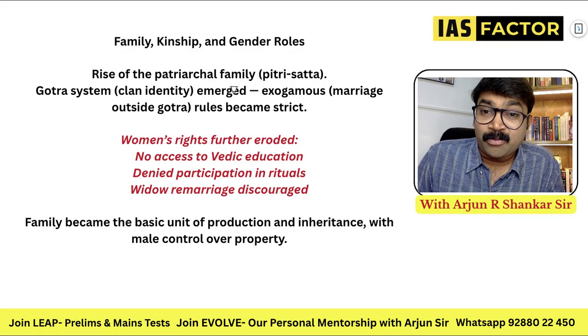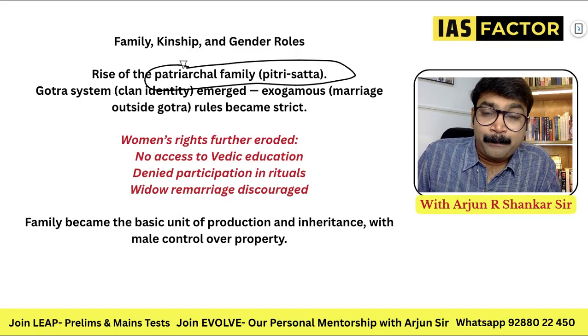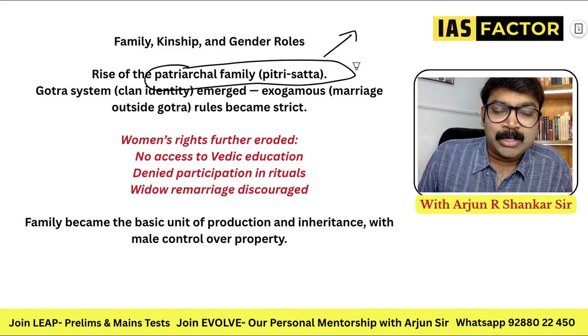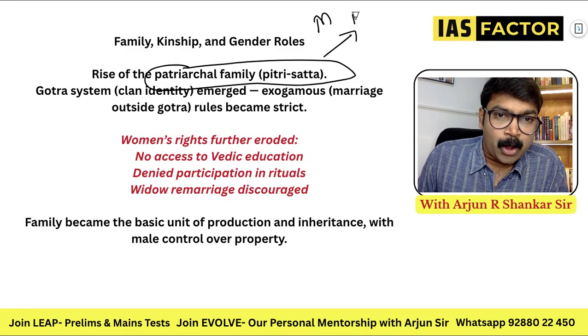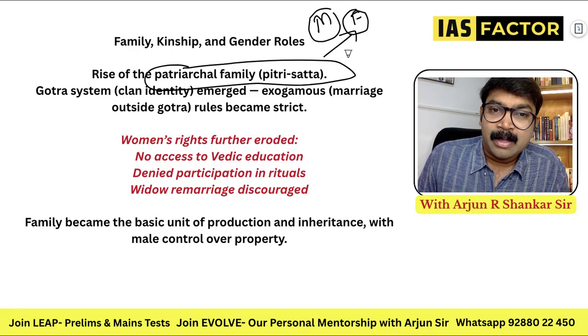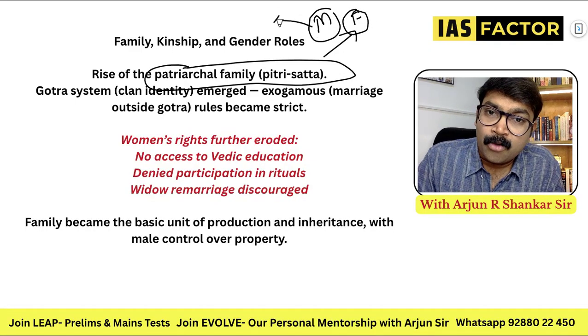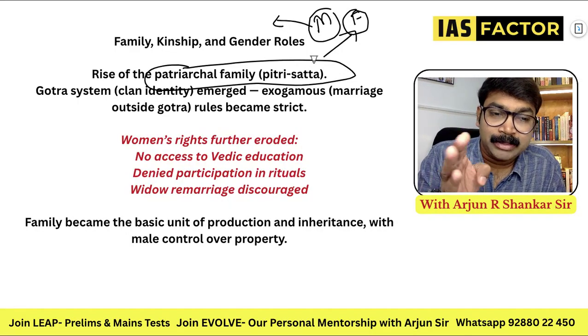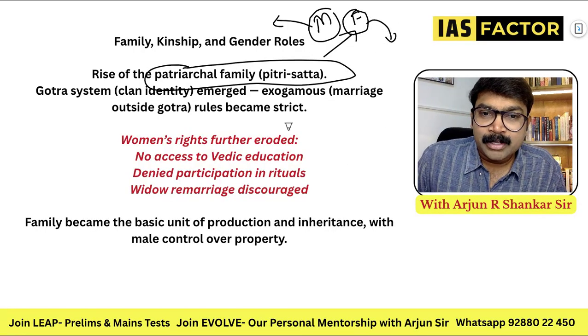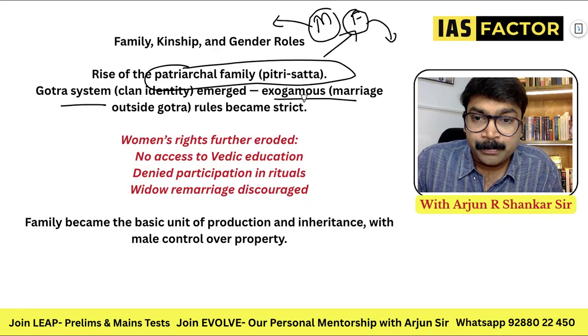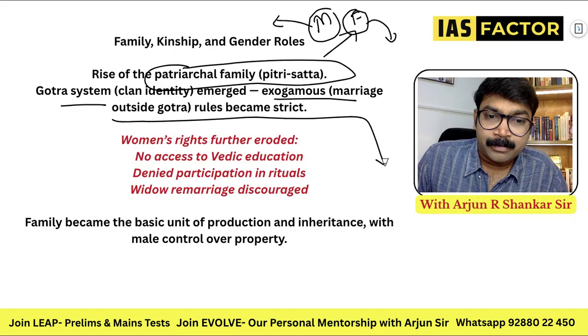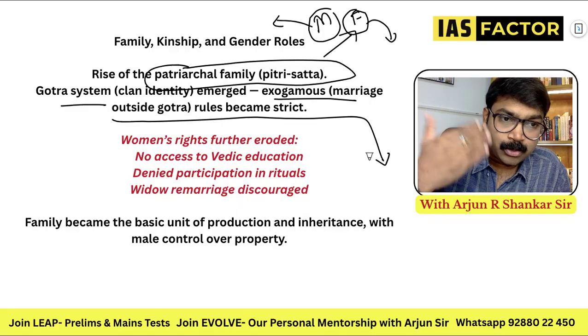So family kinship, rise of patriarchal family, the Pitru Satta. So now everybody talks about patriarchal mindset. So you say male and female dominated. Even in the ancient Vedic times, males and females had equal rights. But what happened is, in later Vedic times, it became more male dominated or patriarchal, Pitru Satta. So obviously women's rights, female oriented stuff started going down. So Gotra system can be identified. Exogamous marriage outside Gotra became strict. So even subcaste Gotras started to come in.